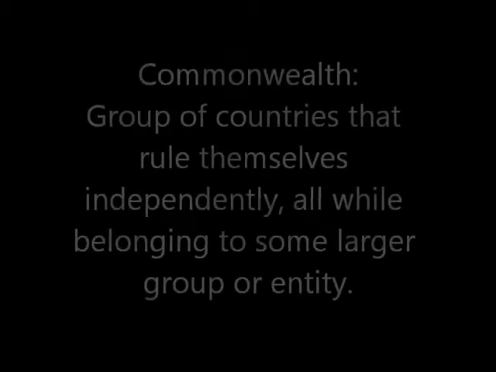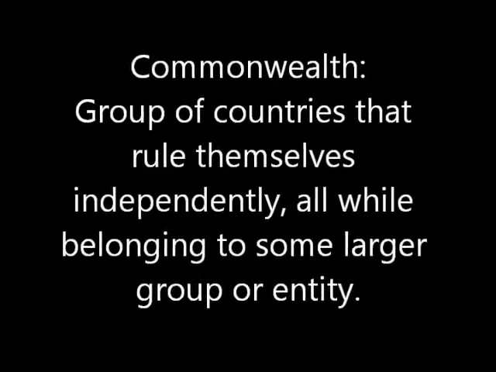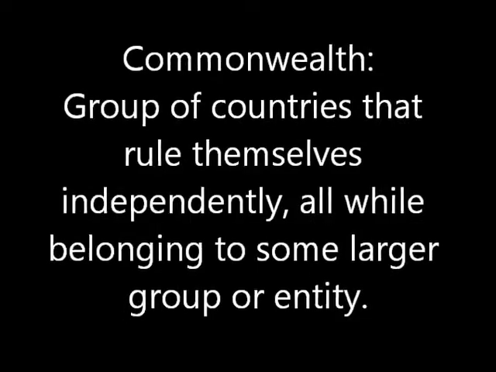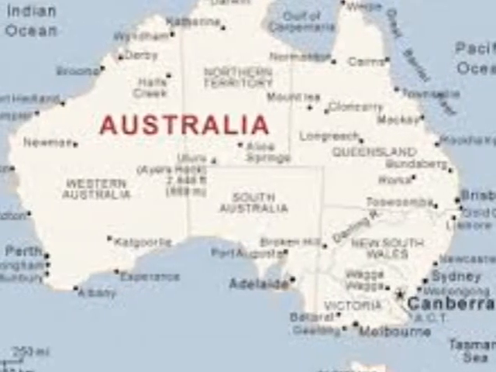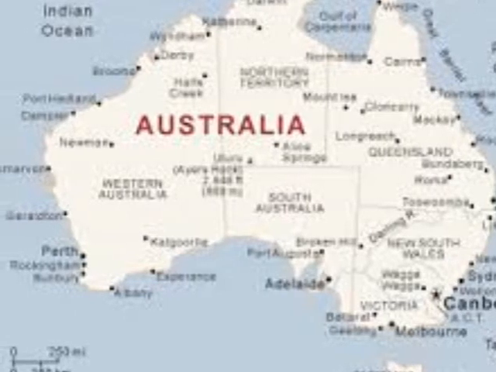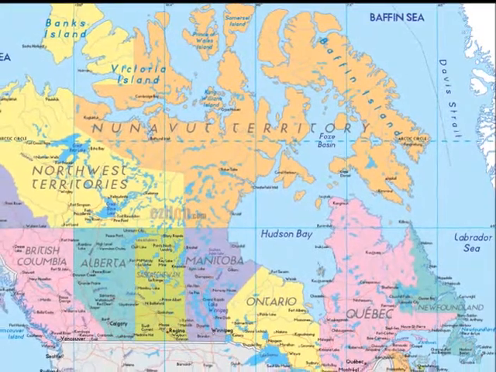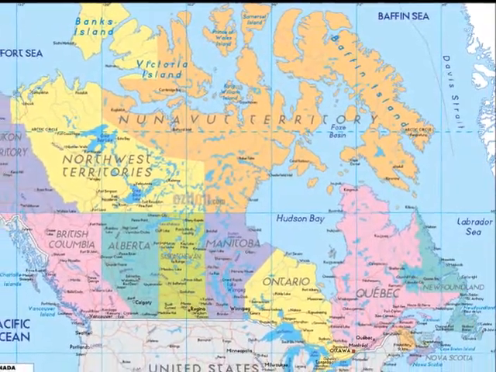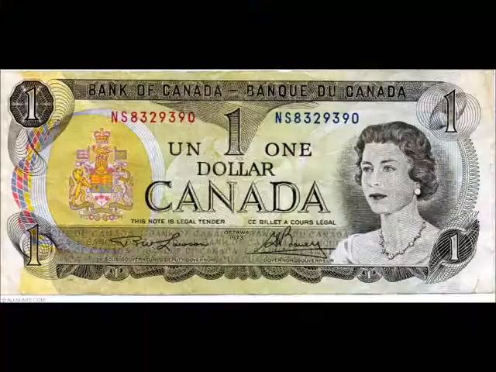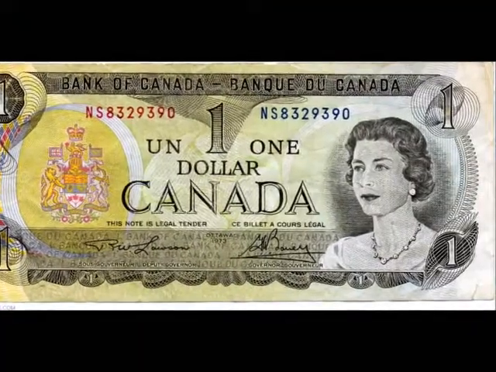So here goes. A commonwealth of nations is a group of countries that rule themselves independently, all while belonging to some larger group or entity. So Australia is an independent nation today, but is still part of the British Commonwealth. Hey, so is Canada and a number of other nations that have been part of the massive British Empire, hence Queen Elizabeth II on the Canadian dollar, to say the least.